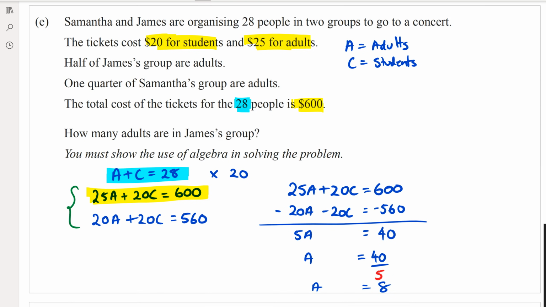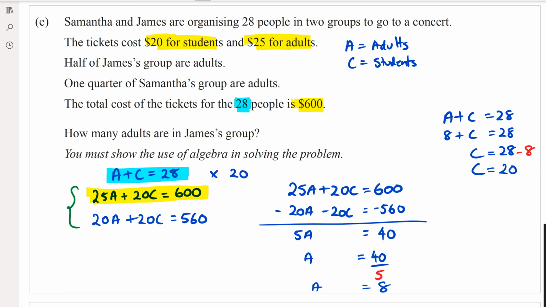So I've got the number of adults. The number of adults is equal to 8, and because we know that adults plus students equals 28, 8 plus C equals 28. That means the number of students is equal to 28 take away 8, which ends up being 20.